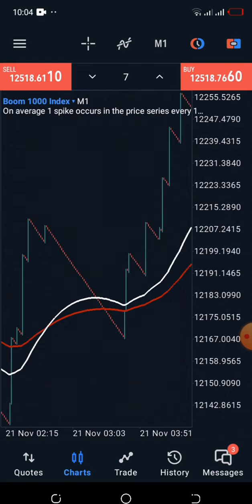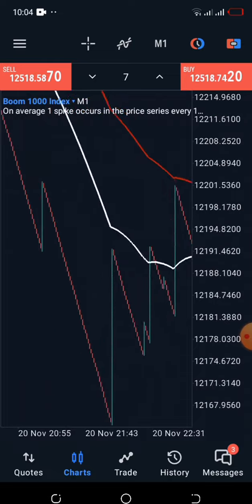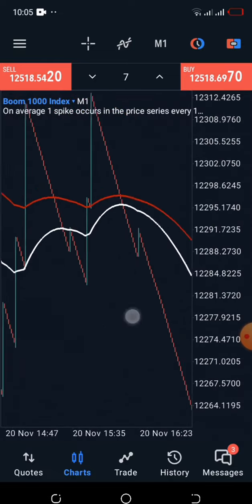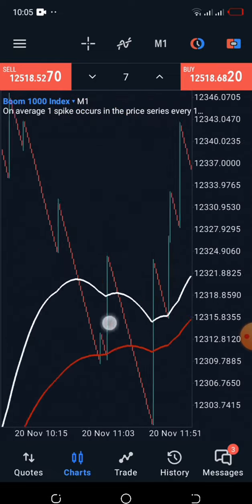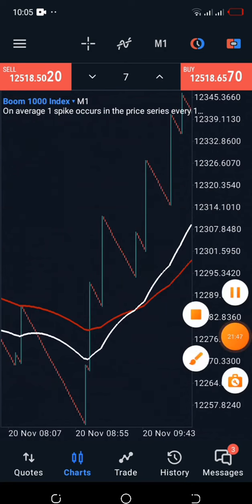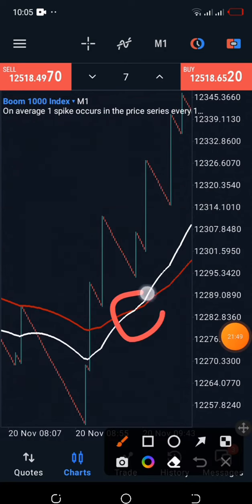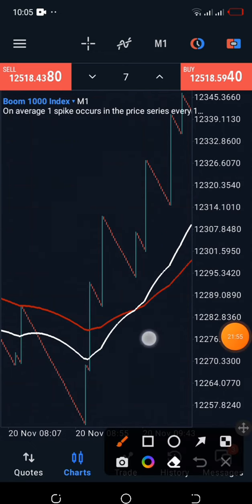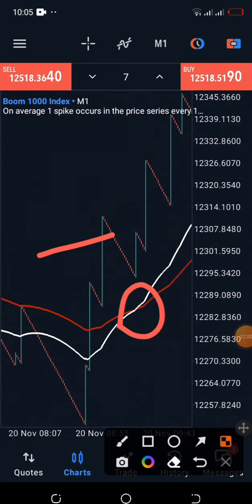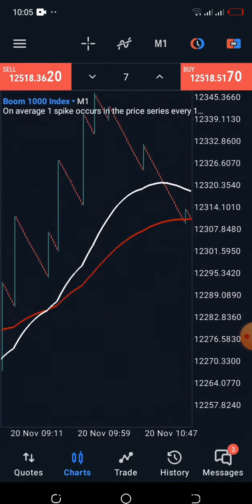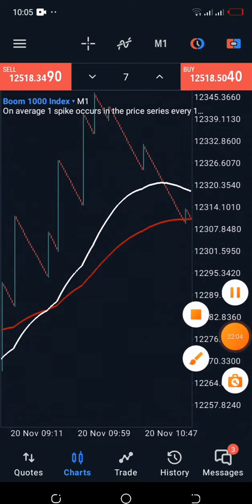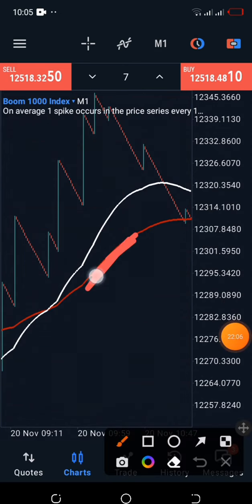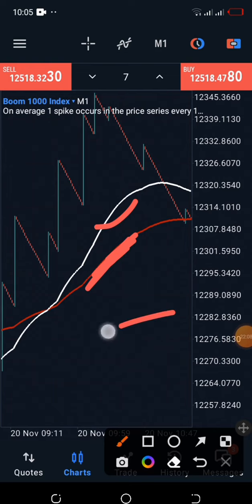So having this understanding will actually help you to know the amount of lot size you are going to use. After this example, I will show us one more and then we'll end the video. Can you see it crosses to the upside? How do you know that it's crossing to the upside? How can you confirm that? The red indicator must be below the white one. You can see that the red is under the white.